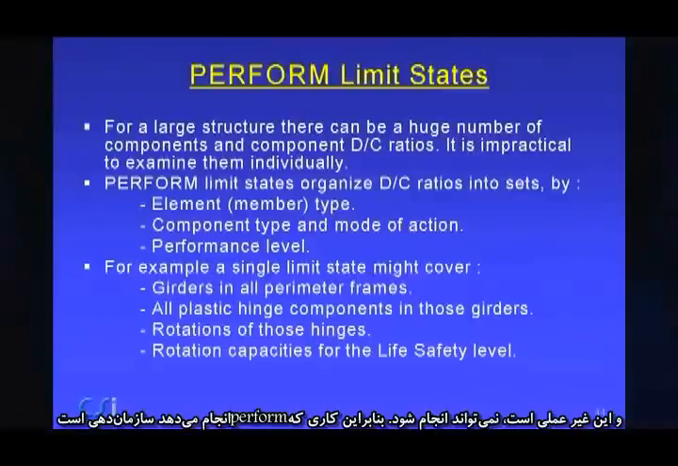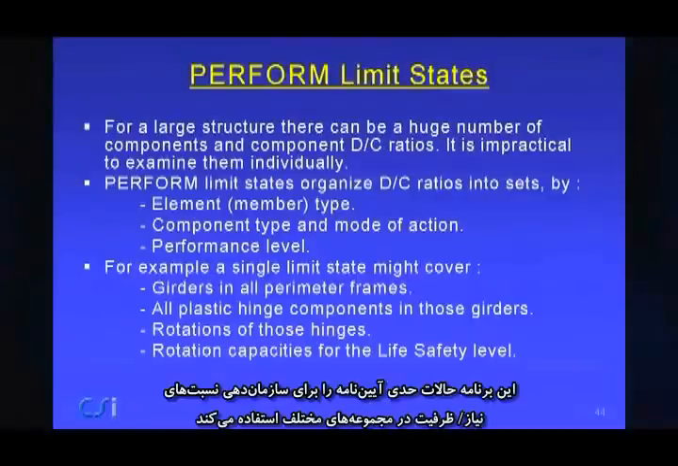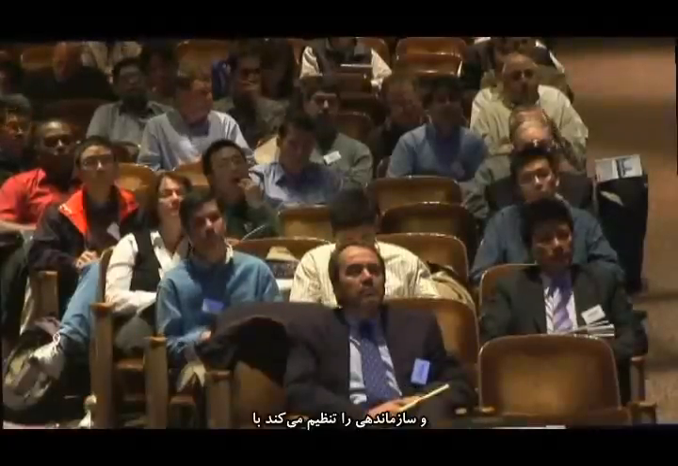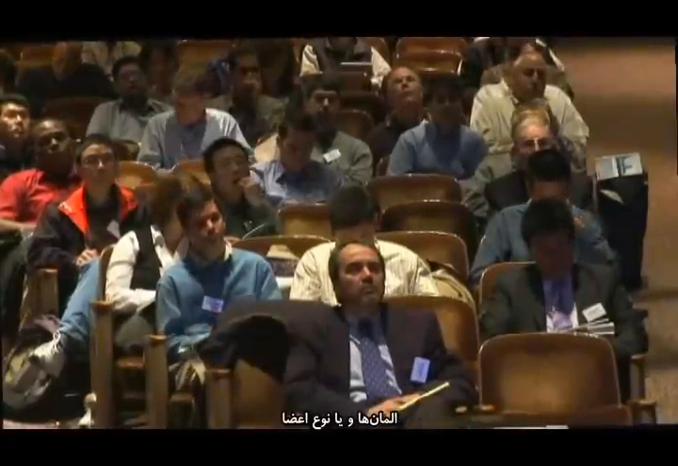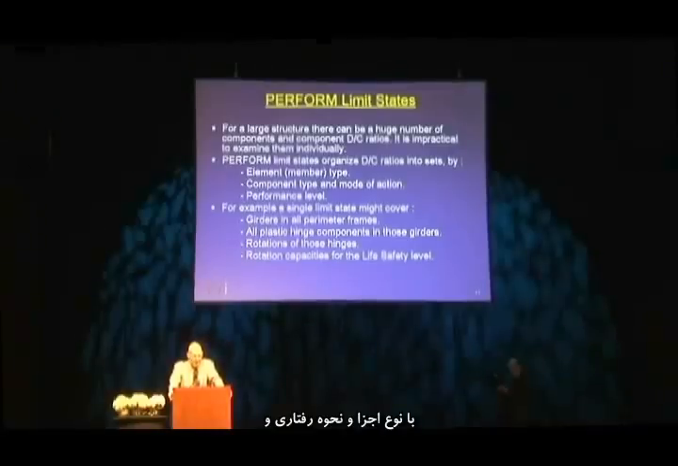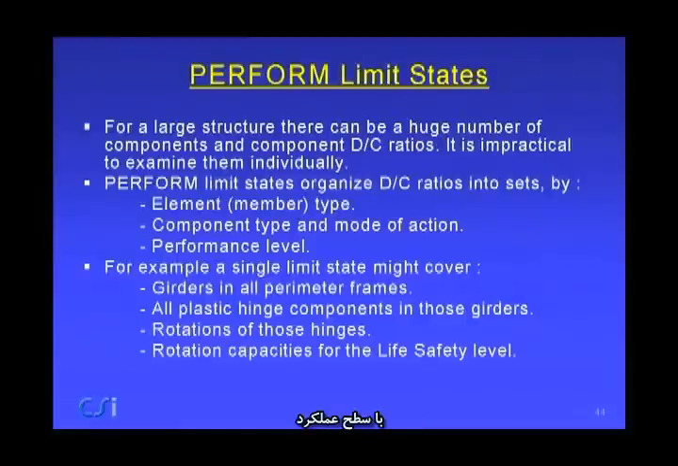It can't be done. So what Perform does is it uses limit states, quote unquote, to organize the demand capacity ratios into sets. And the sets are organized by the element or member type, by the component type or mode of action, and by the performance level. For example, a single limit state might cover the following.